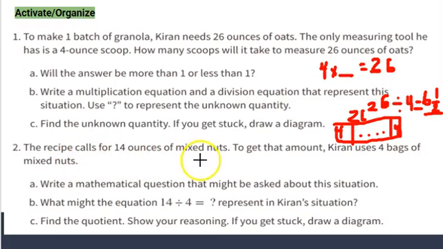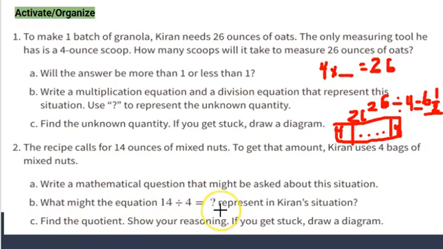What about here? Recipe calls for 14 ounces of mixed nuts. To get that amount, Kieran uses 4 bags of mixed nuts. So, what could we ask about it? How many ounces are in each bag? If 4 bags are used, we have a total of 14 ounces. How much was in each of those bags? Something like that.